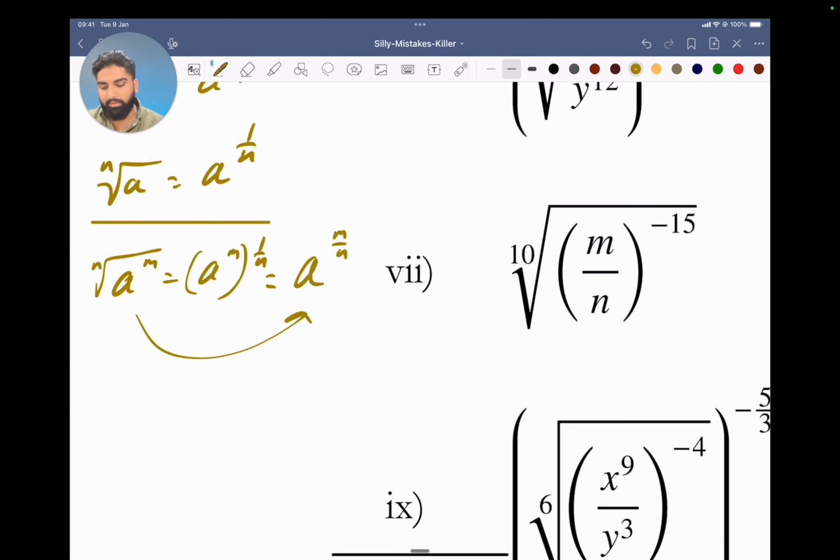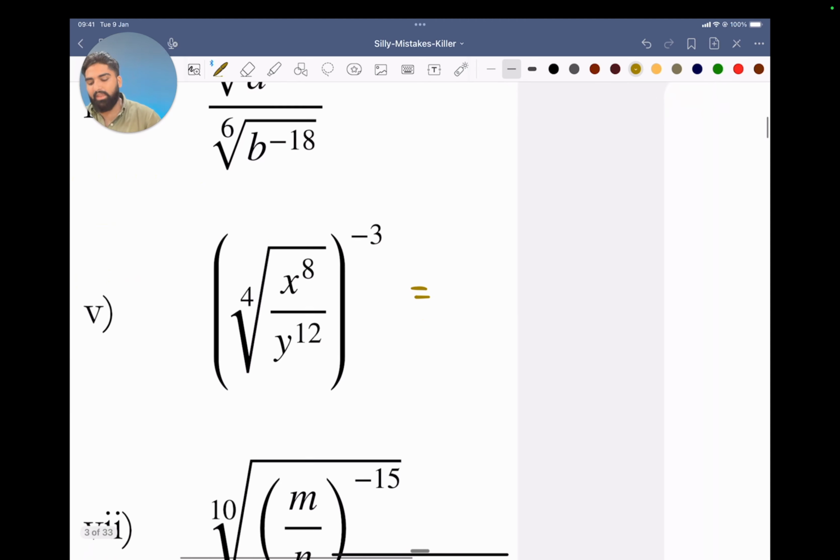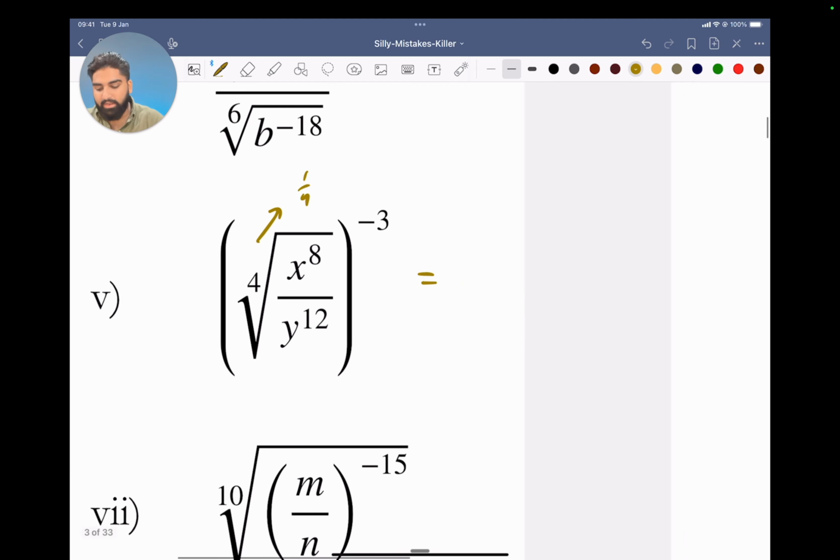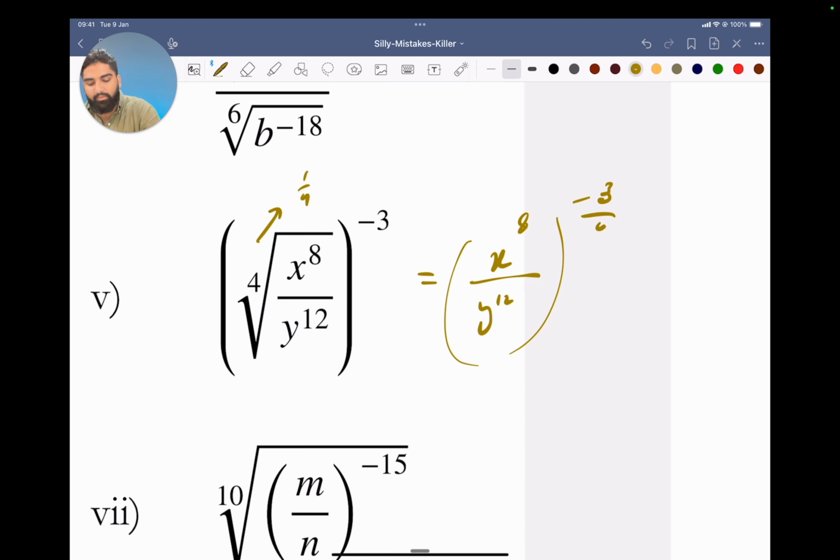So we're going to be using this here. So for this question, I have the fourth root. So what I'm going to do is this actually becomes a quarter, right? This becomes the power of a quarter. So I'm going to rewrite this as x to the power of 8 all over y to the power of 12 times minus 3 over 4. Because that's what a quarter times minus 3 is.